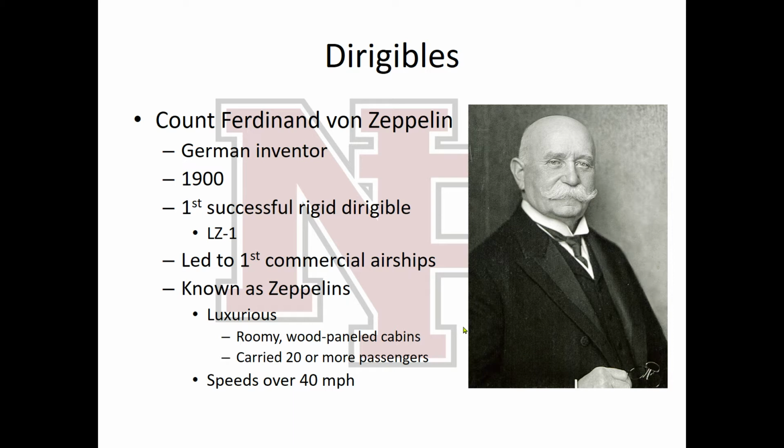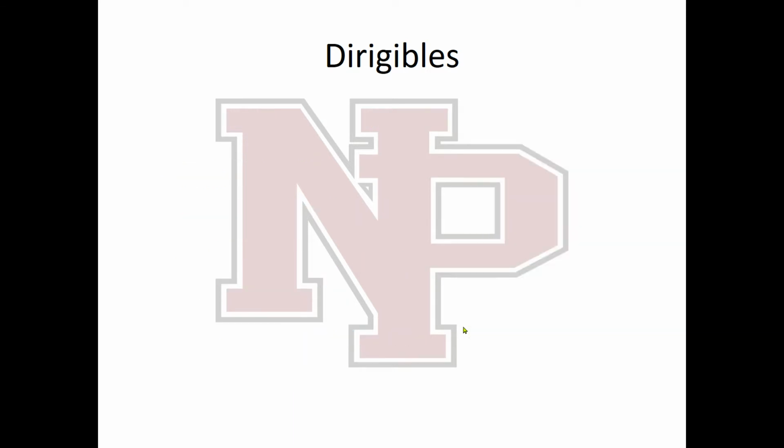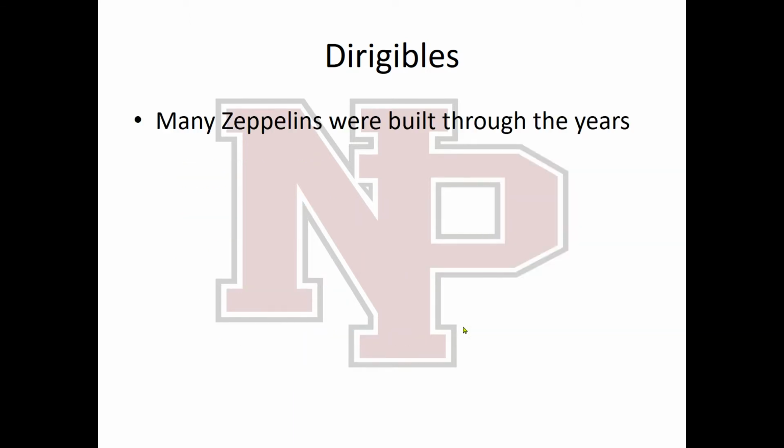So this is, again, Count Ferdinand von Zeppelin, the creator of the dirigible. Some other things about the Zeppelins that were made. Okay, he built many throughout the years, basically from 1910 to 1914. And what you're going to find out is there's a reason why 1914 is the end date used here, because a very important event started in 1914, and that was World War One.